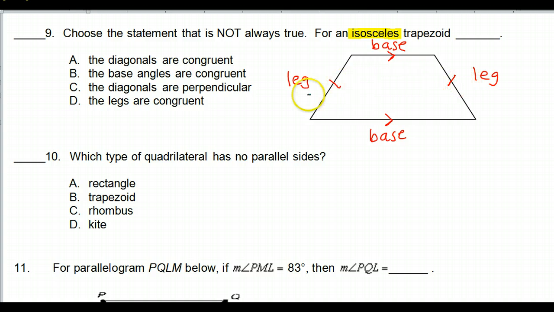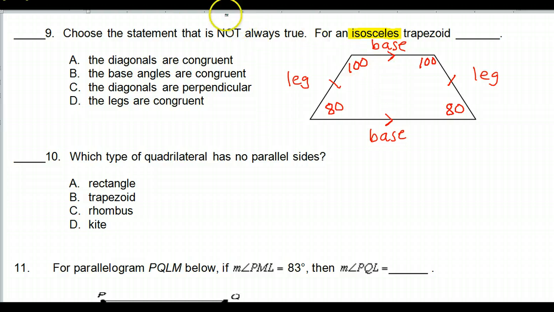Because of the balance, the symmetry, if you will, that causes things to happen. Like, for example, say this angle is 80 degrees, then this angle will also be 80 degrees. Base angles of an isosceles trapezoid. Of course, in any trapezoid, these would be supplementary. So this is going to be 100. But guess what? This will also be 100. So this is a nice little picture of what happens in an isosceles trapezoid.